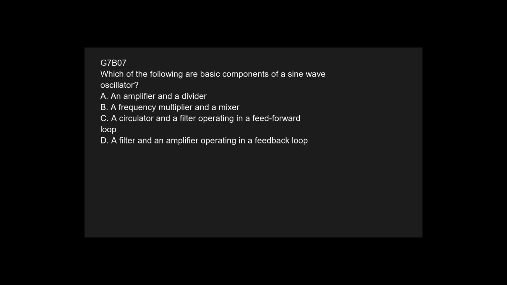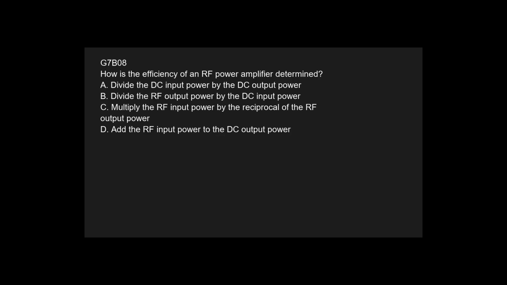Question: which of the following are basic components of a sine wave oscillator? The correct answer is D. A filter and an amplifier operating in a feedback loop. Question: how is the efficiency of an RF power amplifier determined? The correct answer is B. Divide the RF output power by the DC input power.